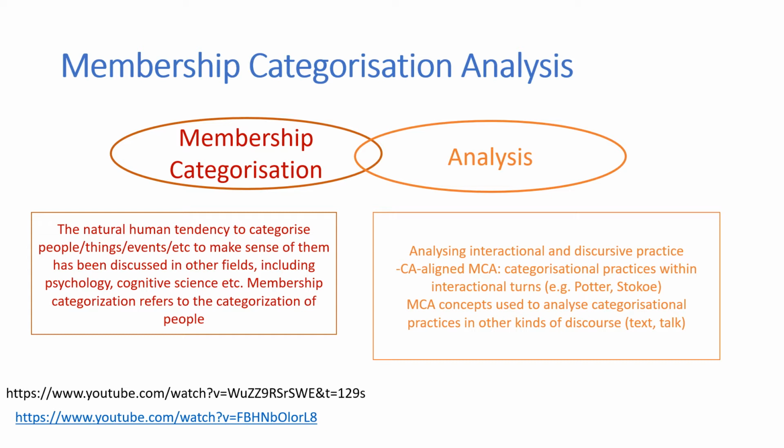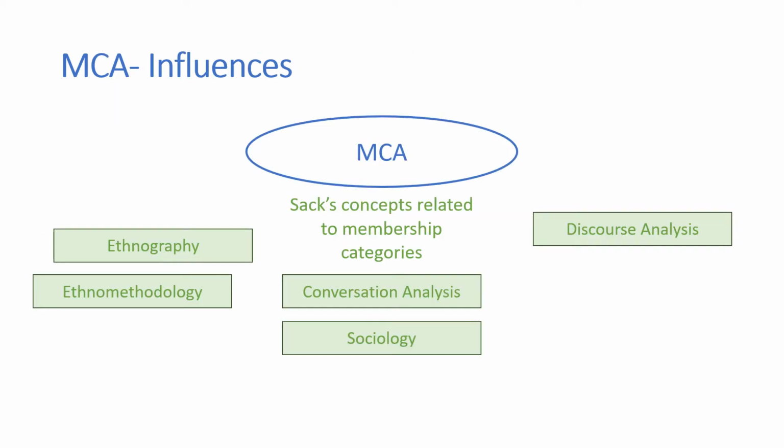So, like CA, analysts are concerned with analyzing interactional practices as well as discursive practices related to membership and categorization work. So the CA aligned researchers who use MCA would look at categorizational practices within interactional turns and sequential patterns, and other analysts also use MCA to analyze categorizational practices in various kinds of discourse, including written discourse. The key influence of the field of MCA is Sachs' work related to membership categories.